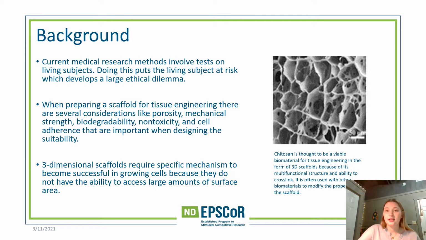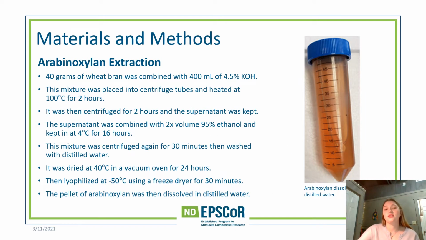Chitosan is a viable biomaterial for tissue engineering because of its multifunctional structure and because it modifies the properties of the scaffold, and that is why we are also utilizing it in the research. The basis of this research is arabinoxylan.